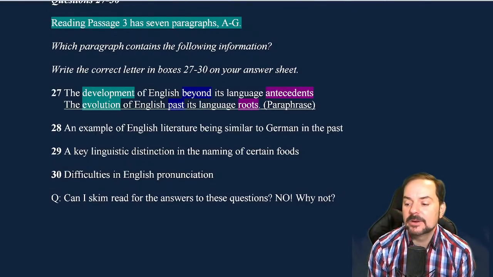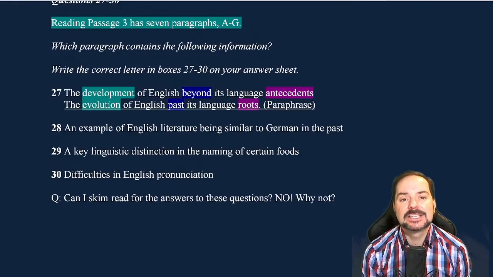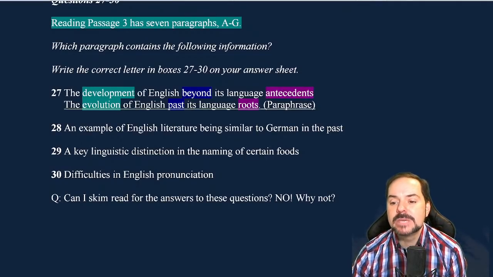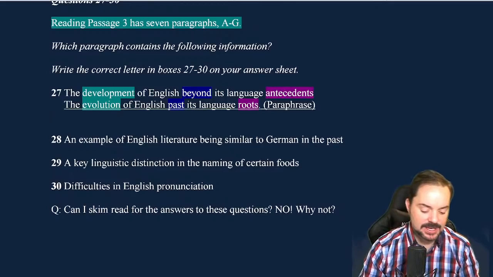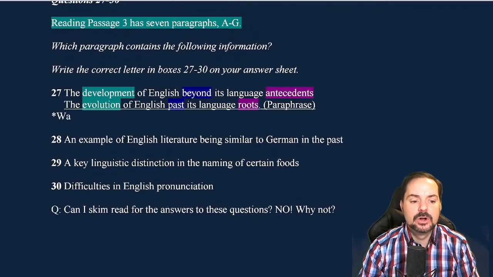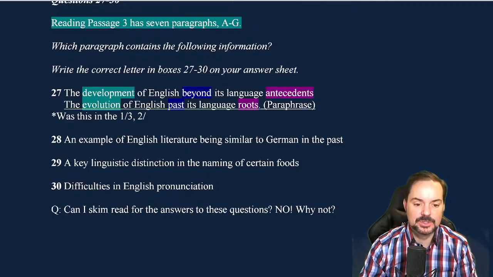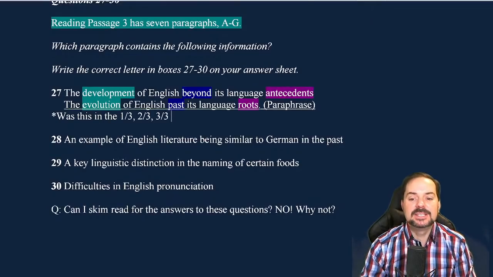Everybody who's watching, what paragraph did this come from? Think about it this way. Was it in the first third, the middle, or the last third? Ask yourself that when you're doing this. So was this in the first third, the second third, or the last third of this passage? So that's how you have to think about it, and it's easier to track down.